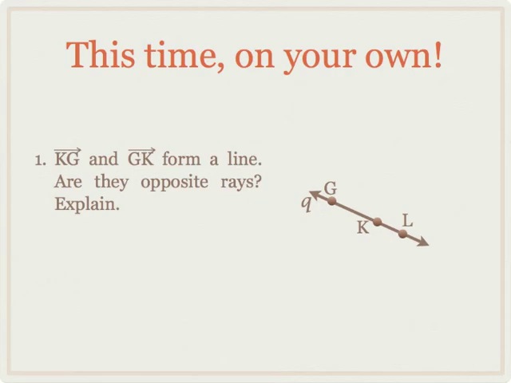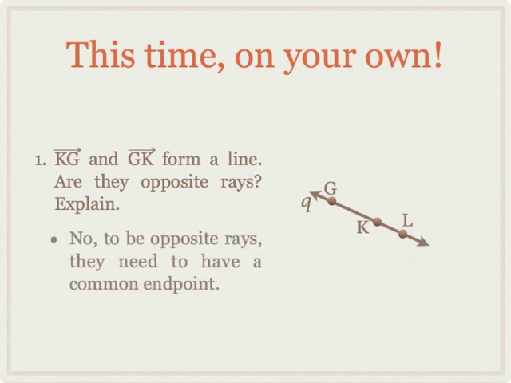All right, did you do well? Although ray GK and ray KG are going in opposite directions, they don't share a common endpoint, so they cannot be opposite rays. How did you do?